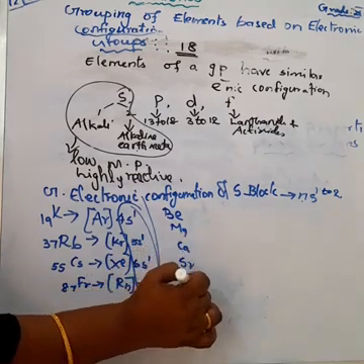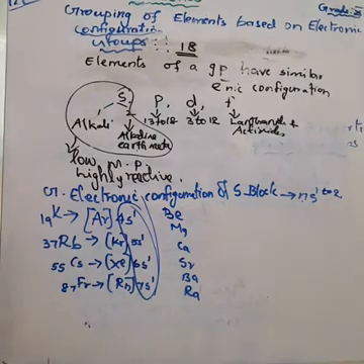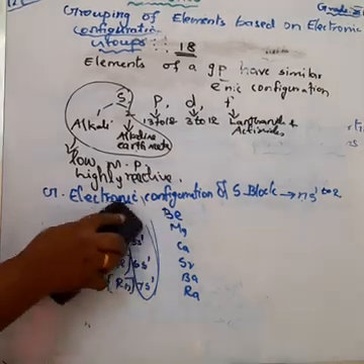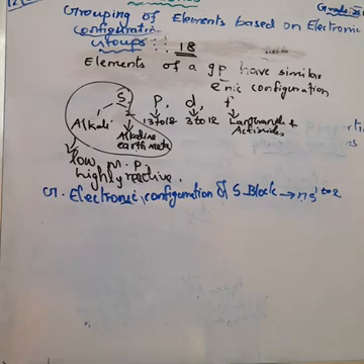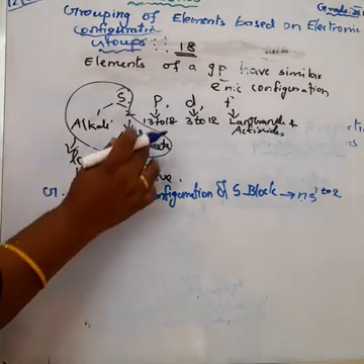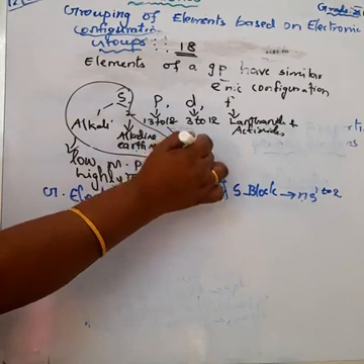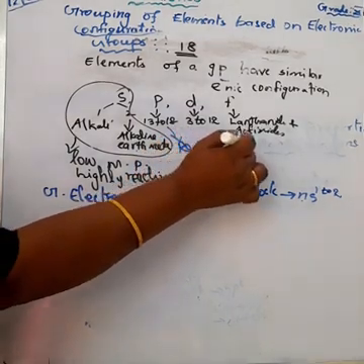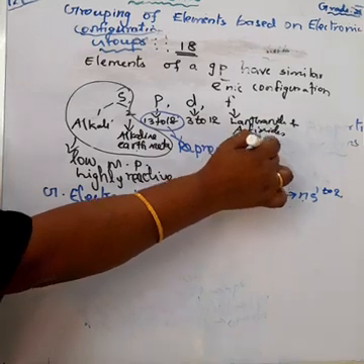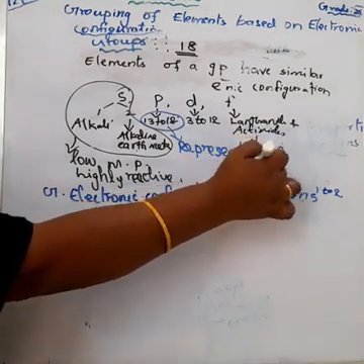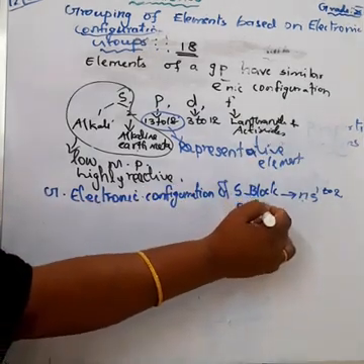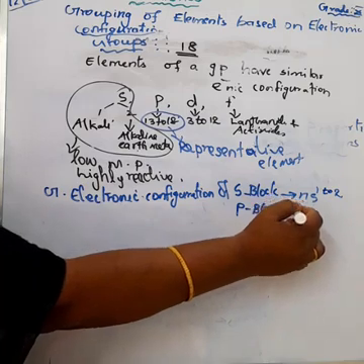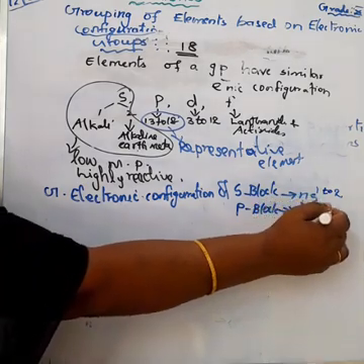Secondly, the group 13 to group 18 elements are called the P block elements, or otherwise called the representative elements. They have the general electronic configuration ns2 np1 to 6. This is the P block element, group 13 to 18.